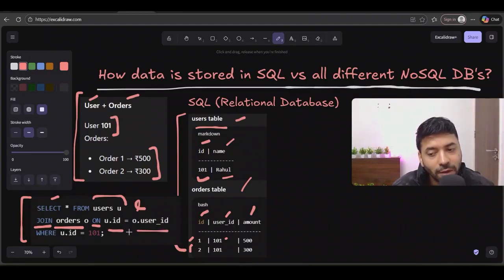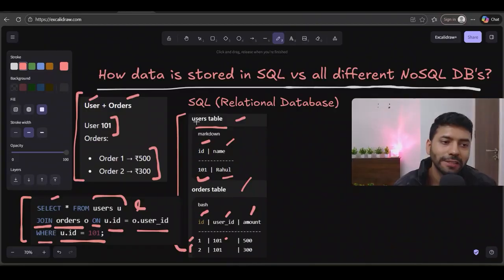So based on this we have provided the match conditions of join, and then we have also provided where u.id equal to 101. Okay, so it will do the filtering after the join because we want data only of user ID 101. Right, now let's see when SQL is good and when it is bad.